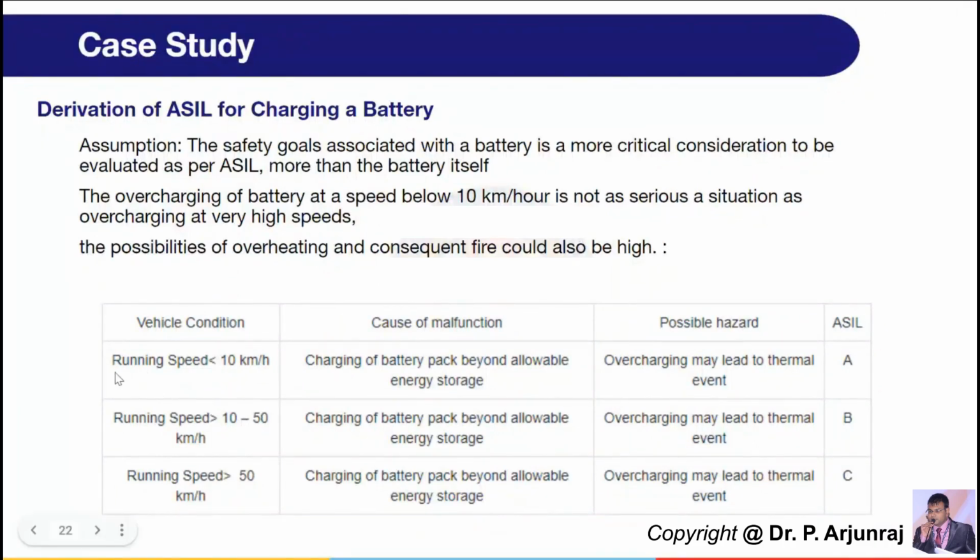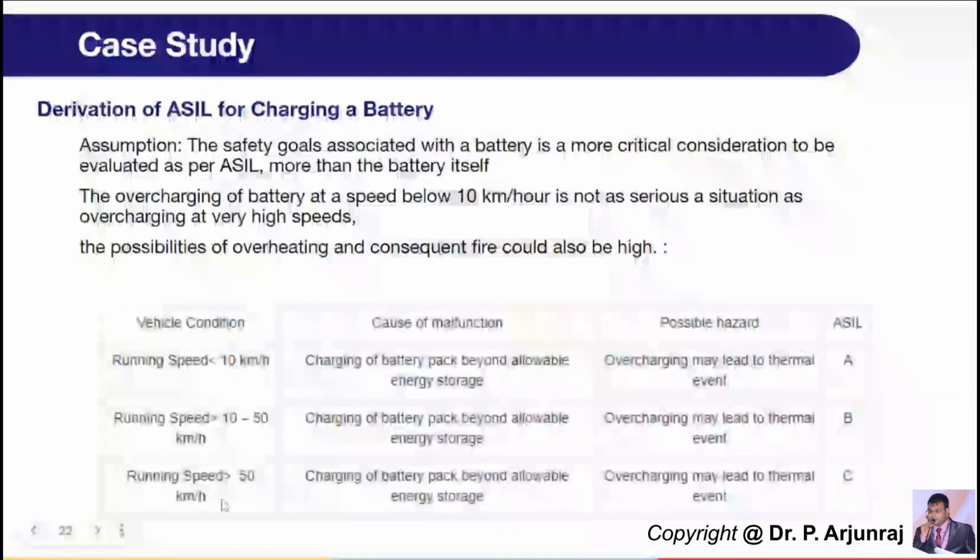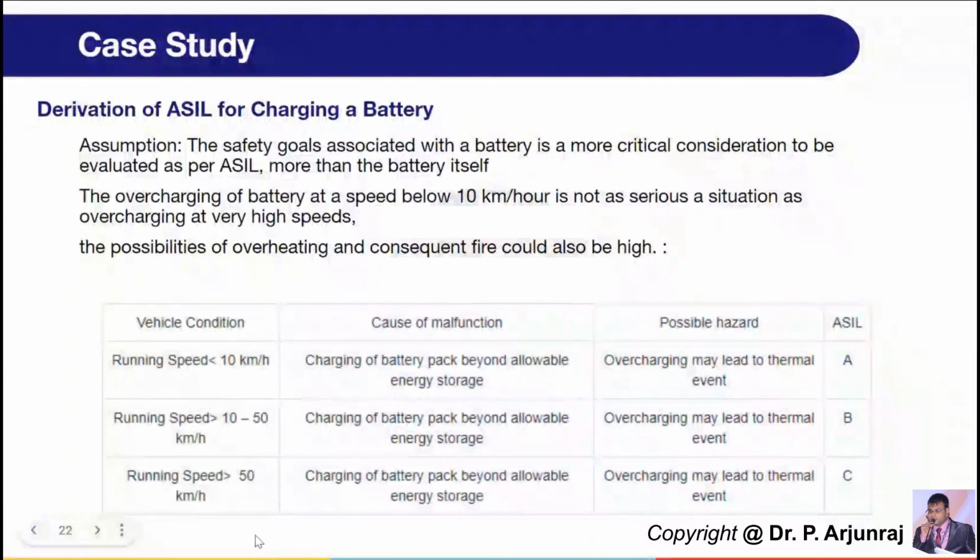The first vehicle condition is the vehicle running at less than 10 km/h, the second scenario is where the running speed is between 10 and 50, and the third one is greater than 50 km/h. And what can be the cause of malfunction?